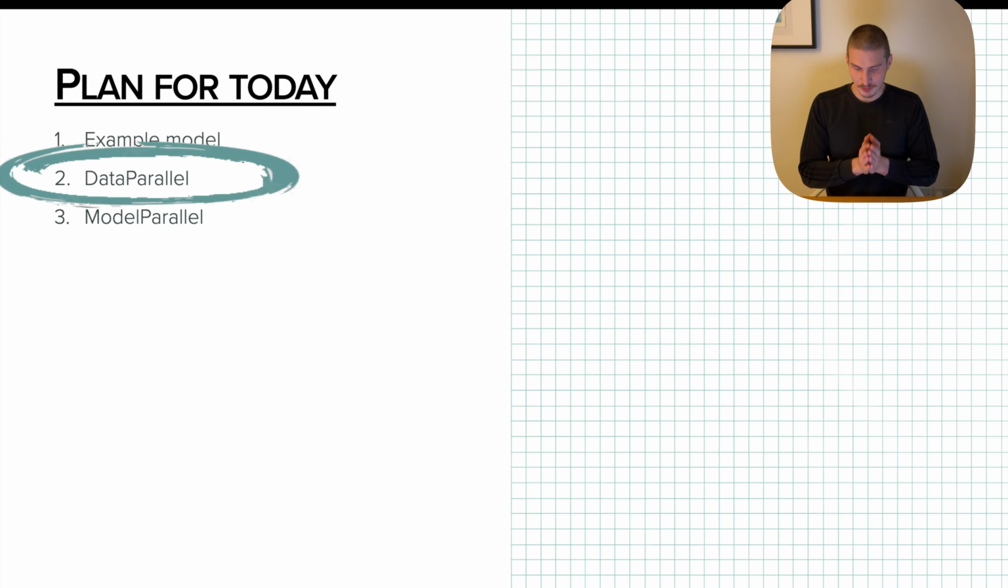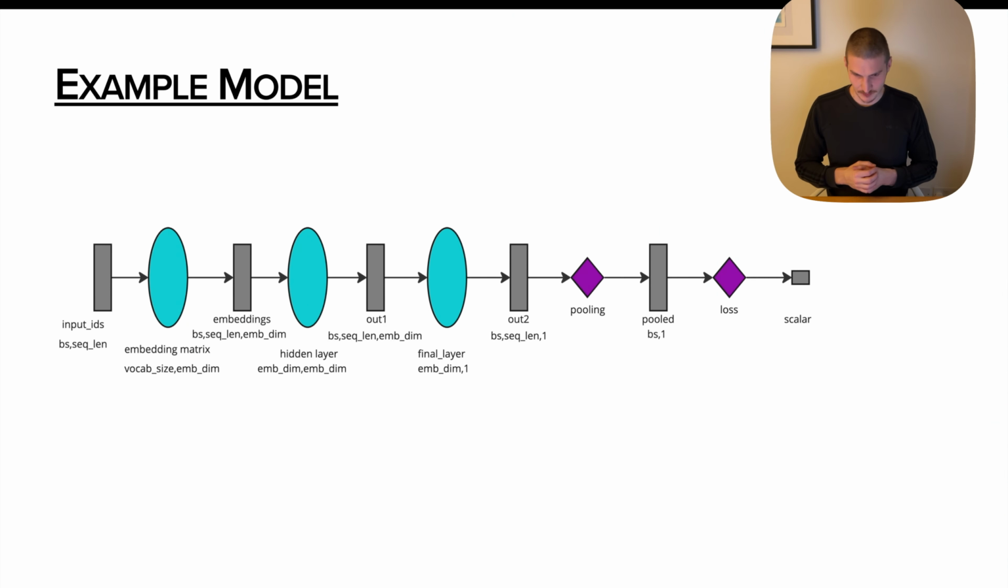All right, now we've put down the basics. Let's go towards data parallel. So again, I've redrawn the scheme of the model like that. We have these input IDs, and basically all the gray rectangles will represent intermediate data. And then these blue ellipses represent some sort of layers: embedding lookup, hidden layer, final layer. And then we have these purple squares that represent just operations with no parameters, so pooling and loss.